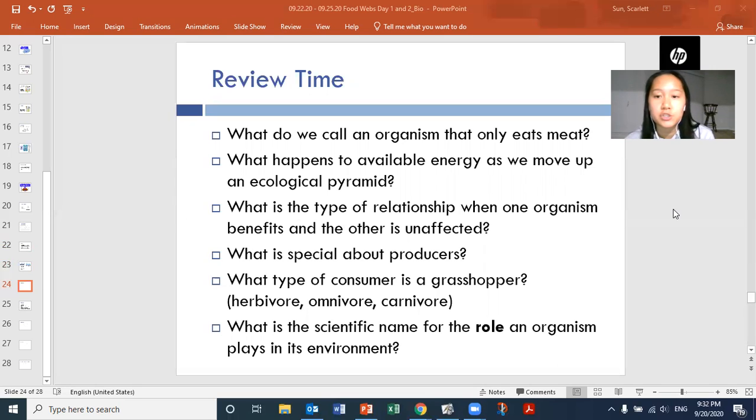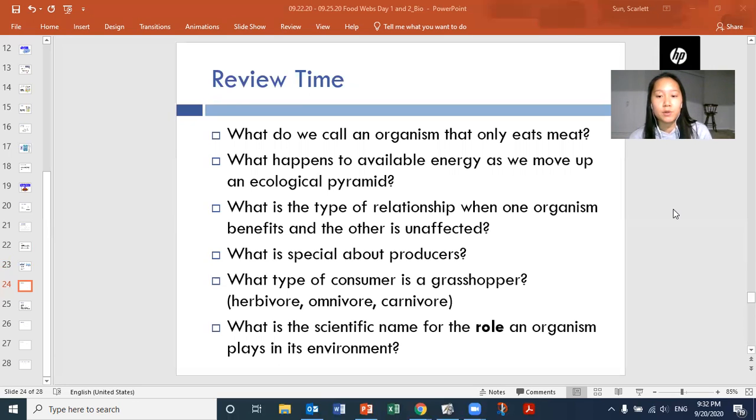What is the type of relationship when one organism benefits and the other is unaffected? That's commensalism, right? Because one is benefiting and then one is neutral. So it's the smiley face and the neutral face. What is special about producers compared to consumers? The answer is they make their own food. Remember, the other name for them is autotroph. What type of consumer is a grasshopper? Is it an herbivore, an omnivore, or a carnivore? That's right, it's in the name. It eats grass, so it's an herbivore.